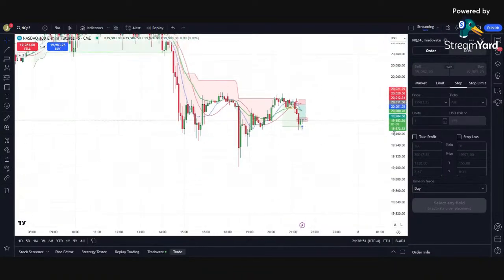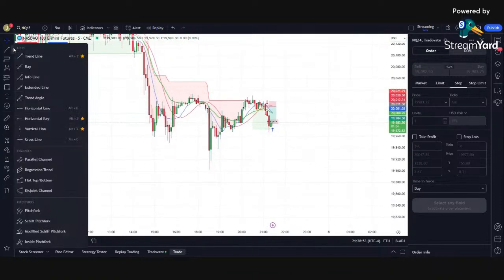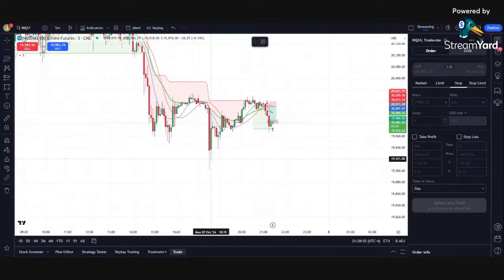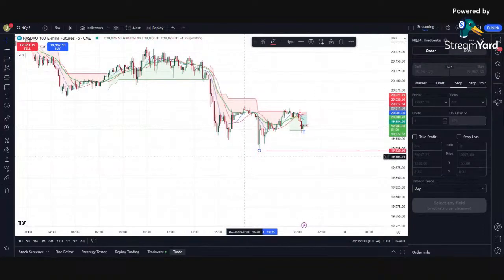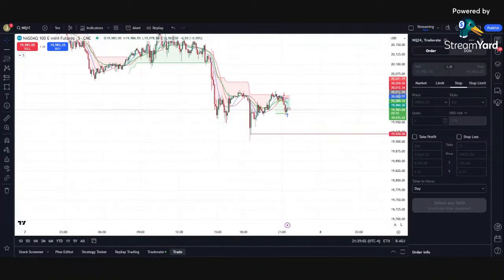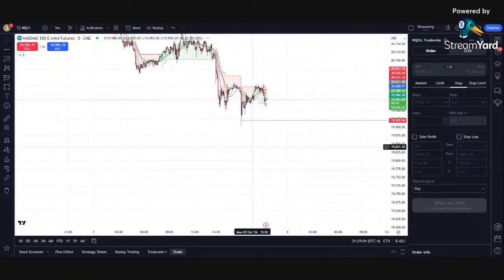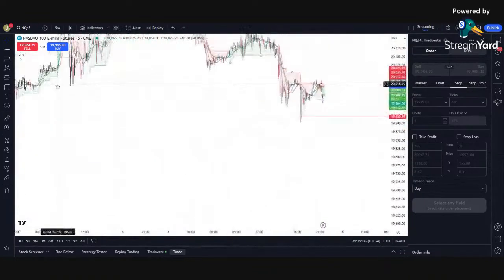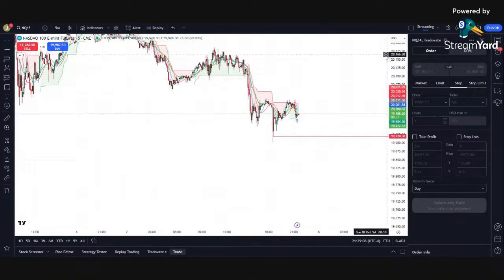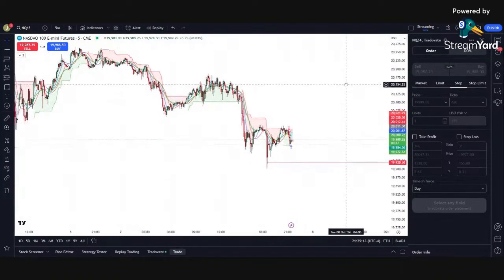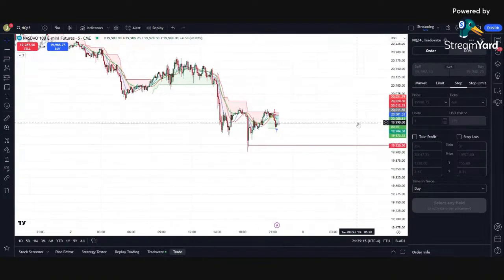Telling you, if you hold this trade, maybe you can hit it. Yesterday, I told you, when the price was hovering between 20,200 and 20,250 and 20,200.